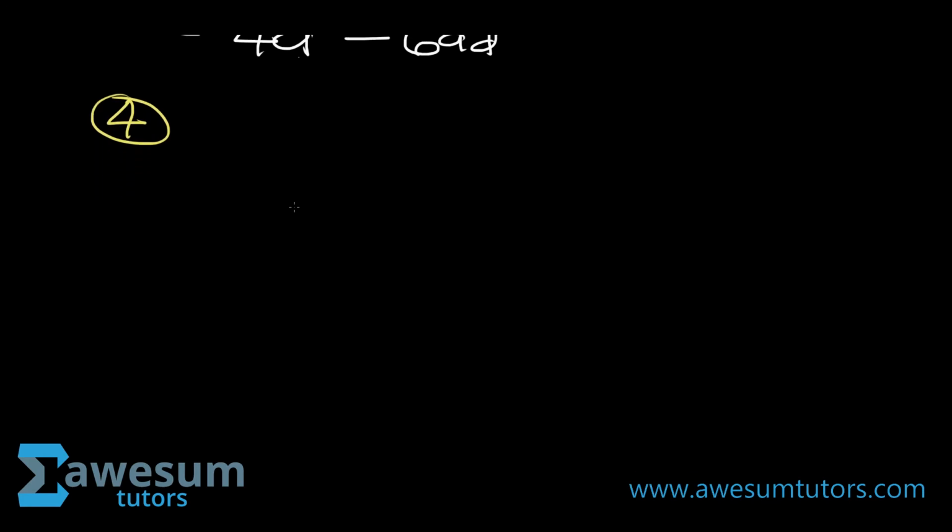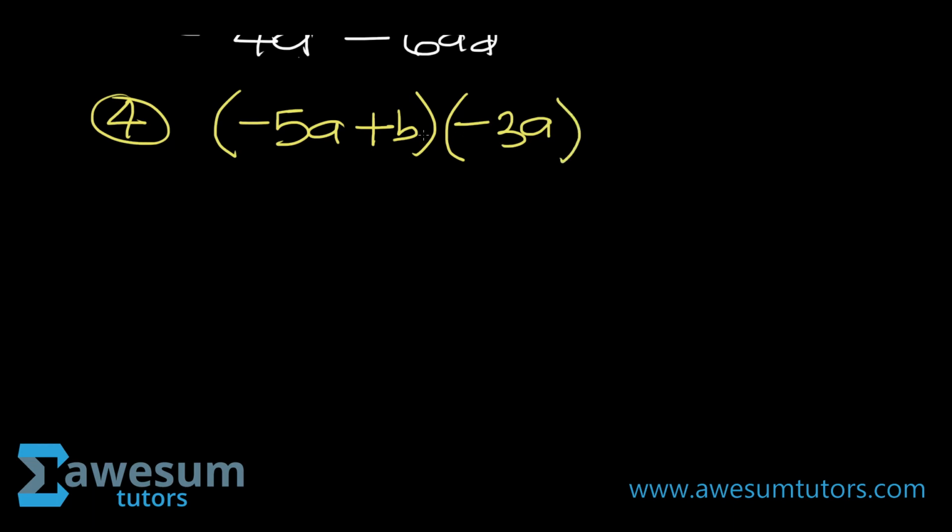This example says negative 5a plus b, close the bracket, open another bracket, negative 3a. Very good. This is pretty much the same as what we have been doing. In this case also, you're going to use the distributive property, because this means this right here multiplied by this right here. Now how do we go about that?